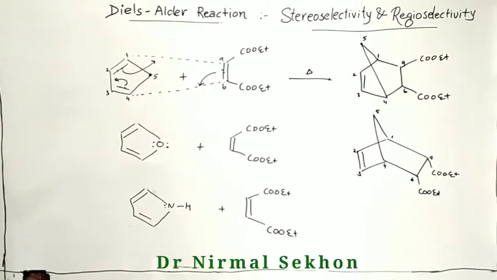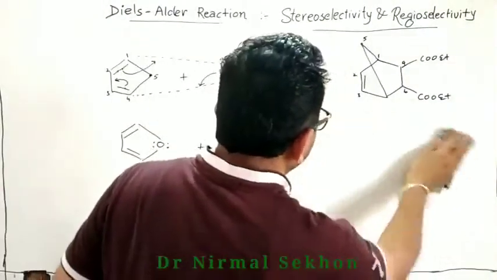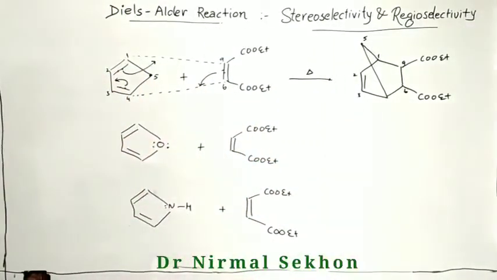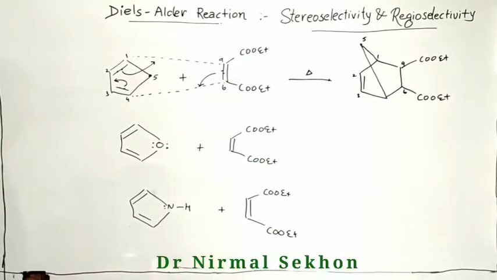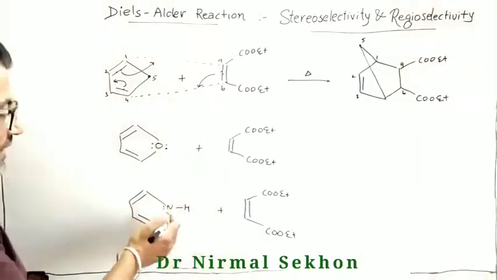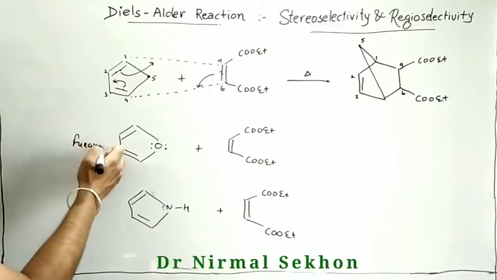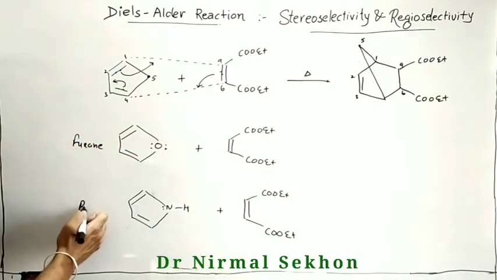Now this is a locked diene. A cyclic diene is generally more reactive than the open diene because it cannot change into trans. Now what about the other two reactions? In the second reaction we have oxygen, and here we have a nitrogen. These two are heterocyclic compounds. This is your furan and this is your pyrrole.